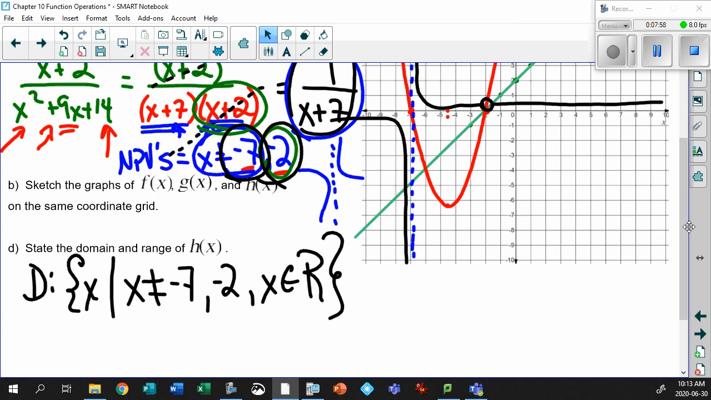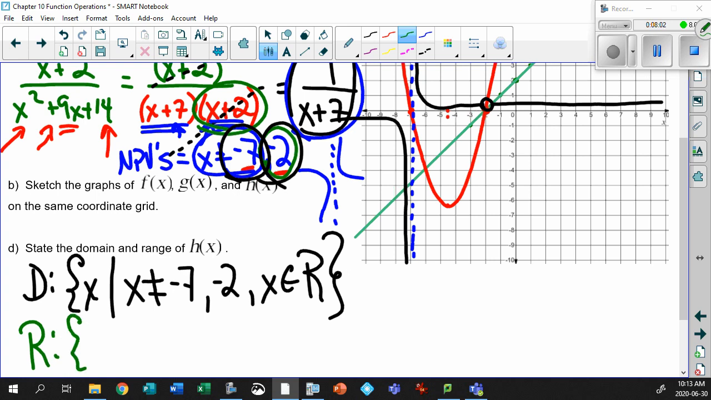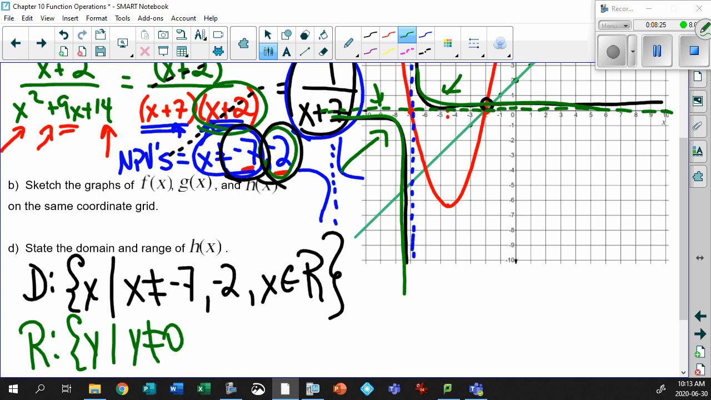Look at the range now. The range is also very cool because if you think about it, look at this. Do you remember? It's got a horizontal asymptote. So all the y such that y has to be less than 0 or above 0, but just not 0. Okay, so we'll just say y can't equal 0, but y can be anyone else. It can be any other kind of number that it wants to be.